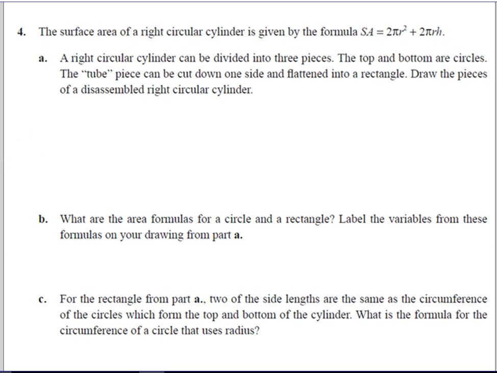The surface area is given by the formula 2 pi r squared plus 2 pi r h. A right circular cylinder can be divided into 3 pieces. The top and the bottom are circles. The tube piece can be cut down the side and flattened into a rectangle. Draw the pieces of the disassembled right circular cylinder. So again, if you think of your soup can, you have your top circle and your bottom circle. Let's make them a little bit smaller so I can draw that soup can better. So here's a better look at that.